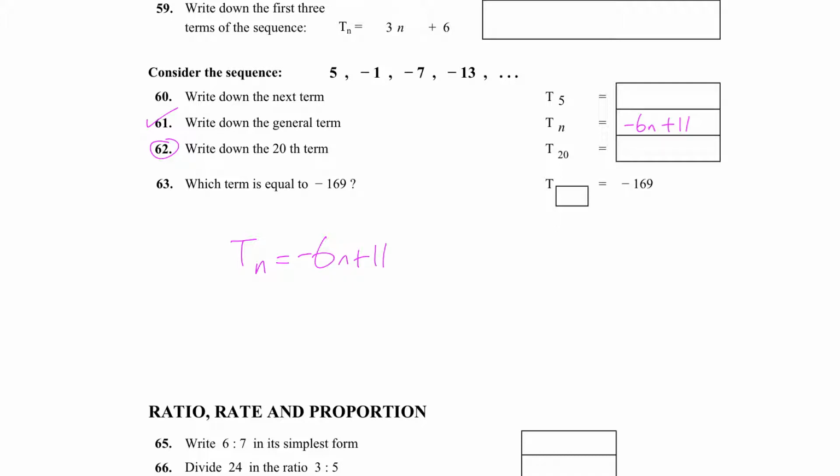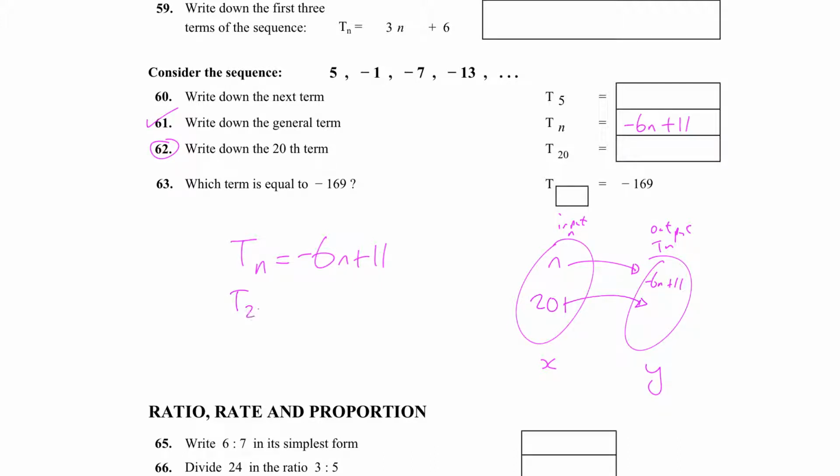Now in this case, for those that this helps, let's look at our input and our output. Our input is n and our output is tn. So think of this in terms of functions as x and y. When we input n, we get minus 6n plus 11. So now what we need to find out is when our input is 20, what is our output? In other words, what's t20?